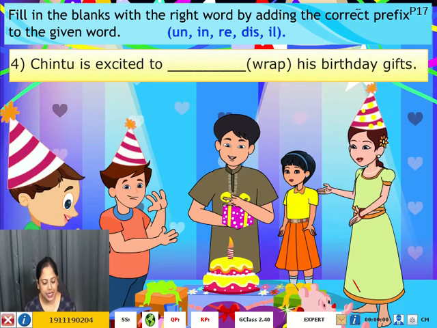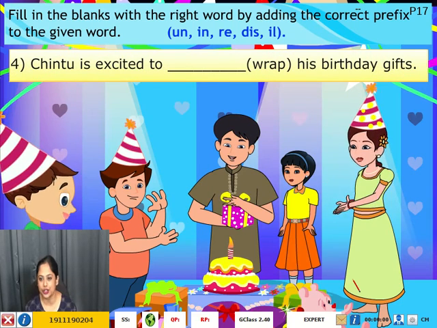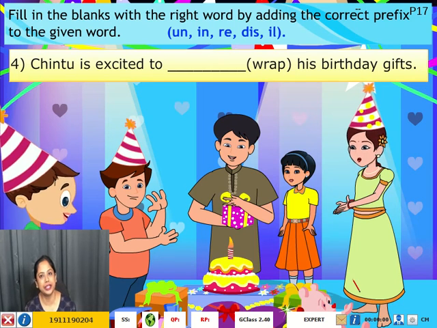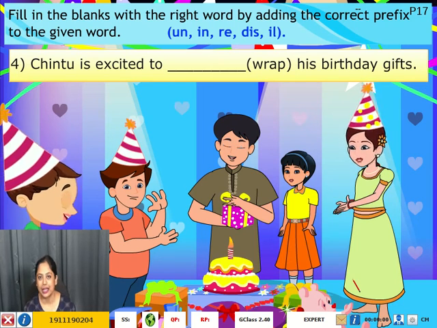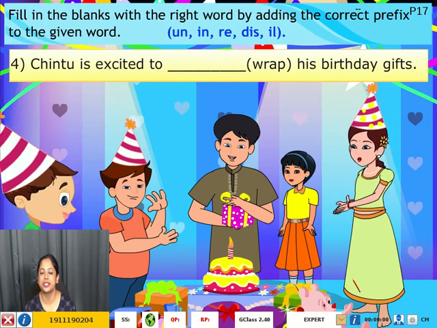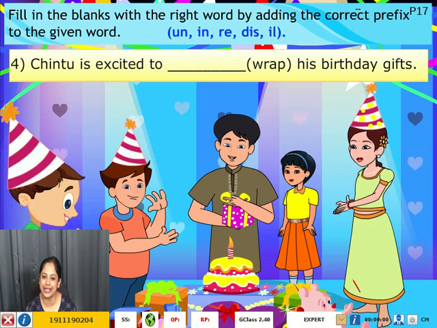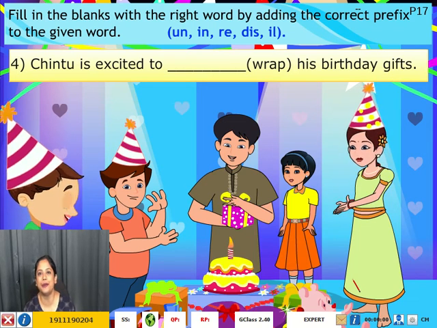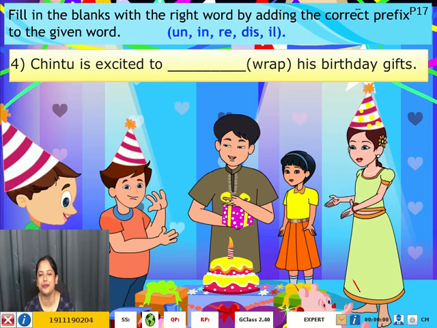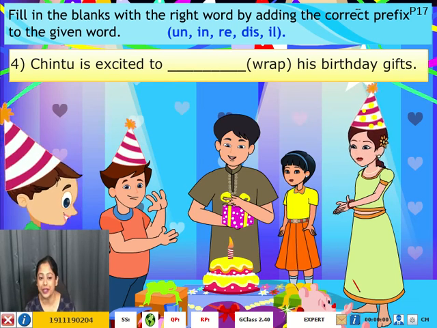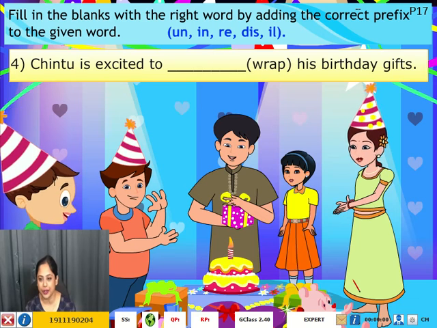Now, let's see. Chintu is excited to wrap his birthday gifts. Now the word here is wrap. We have to add a prefix which will change the meaning of the word completely. Now when we receive birthday presents, we want to open it immediately, isn't it? We get so curious and excited as to what is inside the gifts. So Chintu is excited too.